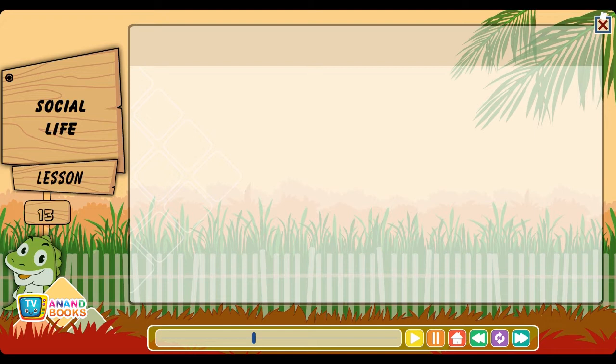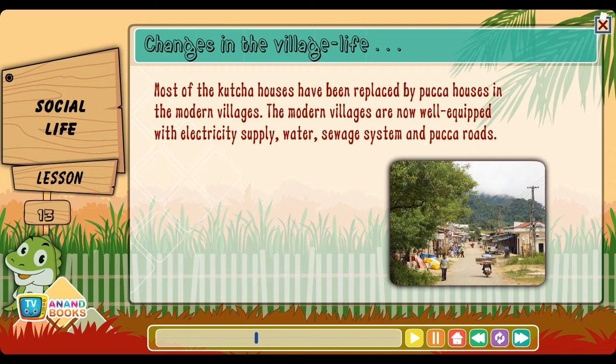Changes in the village life. Most of the kaccha houses have been replaced by pakka houses in the modern villages. The modern villages are now well equipped with electricity supply, water, sewage system and pakka roads.